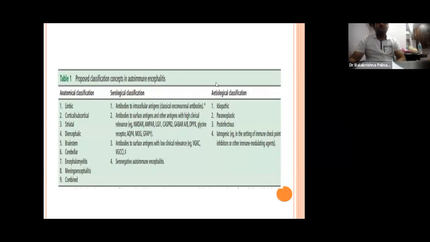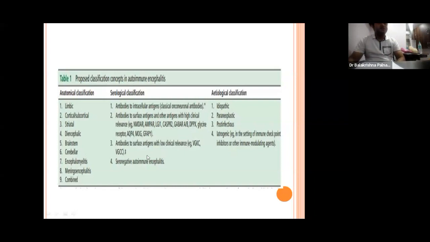And etiological classification for autoimmune encephalitis: it could be idiopathic, paraneoplastic, post-infectious, or iatrogenic also, in the setting of giving any immunomodulating agents for this particular child, for any steroid resistant nephrotic syndrome or something like that. So these 4 things you need to keep in mind.